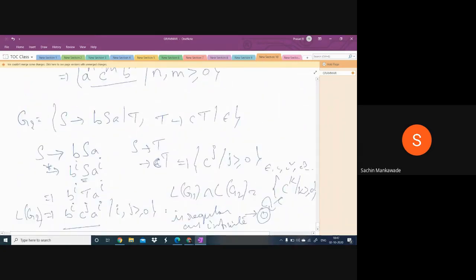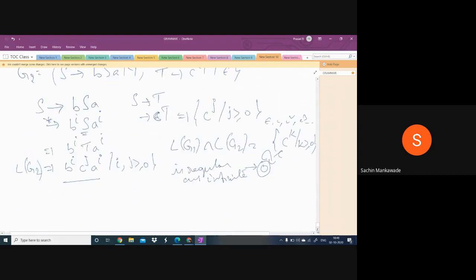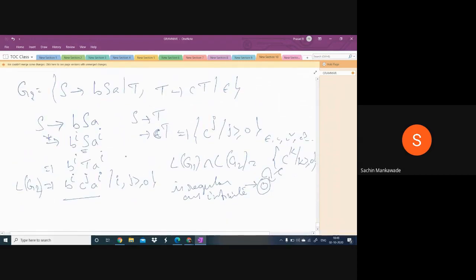And here L of G2 is B power I, C power J. At the same time, we can get this also. So L of G1 intersection G2 is epsilon, C, C square, C cube. So it is regular and infinite.